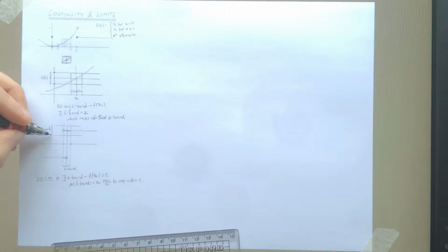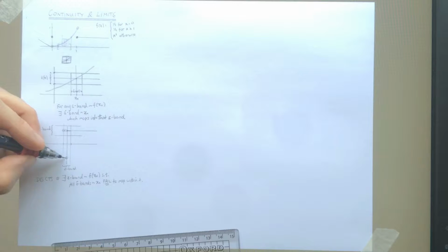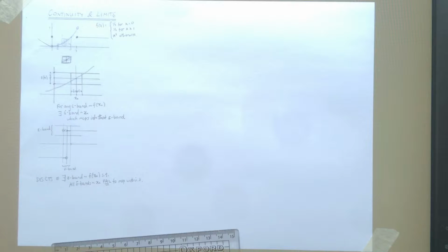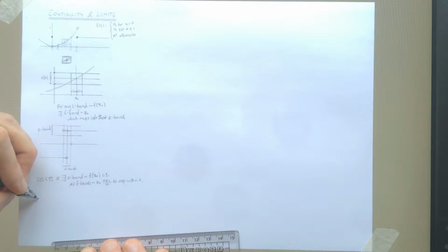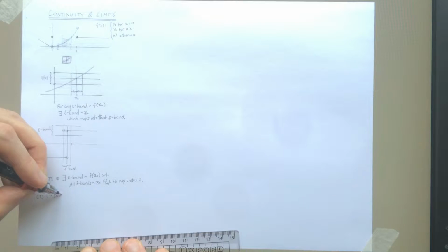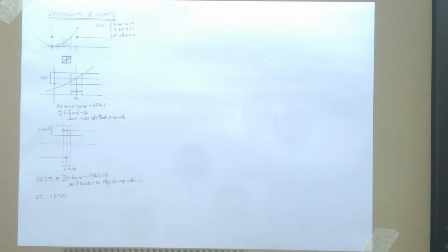i.e., we can make an exclusion zone where any delta band is going to fail to map to within that exclusion zone. So if it's not discontinuous, it's continuous. So continuous is the same thing as not discontinuous. Which means there doesn't exist such a band, i.e., for every epsilon band, you can find a delta band that will map to within it.